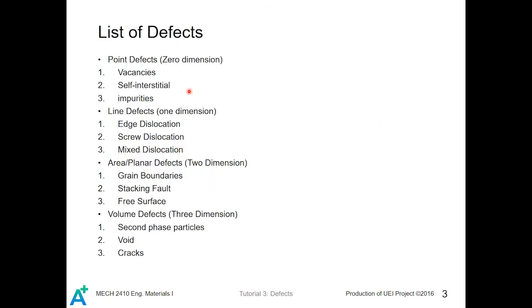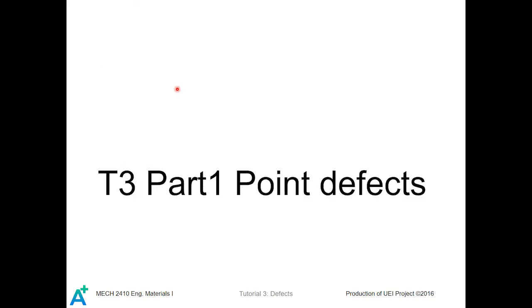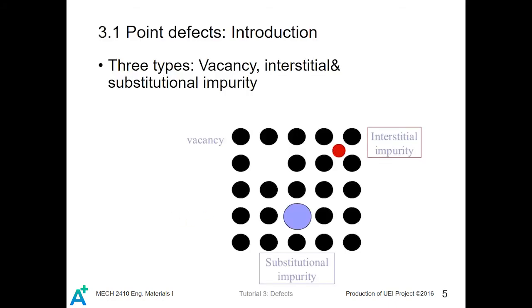Here is a list of defects: point defects, line defects, area or planar defects, and volume defects. Tutorial 3, Part 1, Point defects. There are three types of point defects: vacancy, interstitial, and substitutional impurity. And you can see here, vacancy is represented by the missing of atoms that should be here.